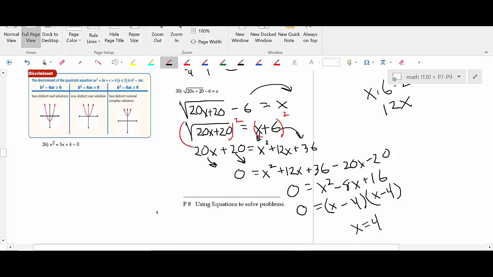And then typically what you want to do on these things is plug it in and check and see if it works. So I'm not going to do all the checking on that, but that's what you need to do when you're doing a radical equation. Okay, is there any question on that? Okay, everybody okay? Okay, you okay back there?